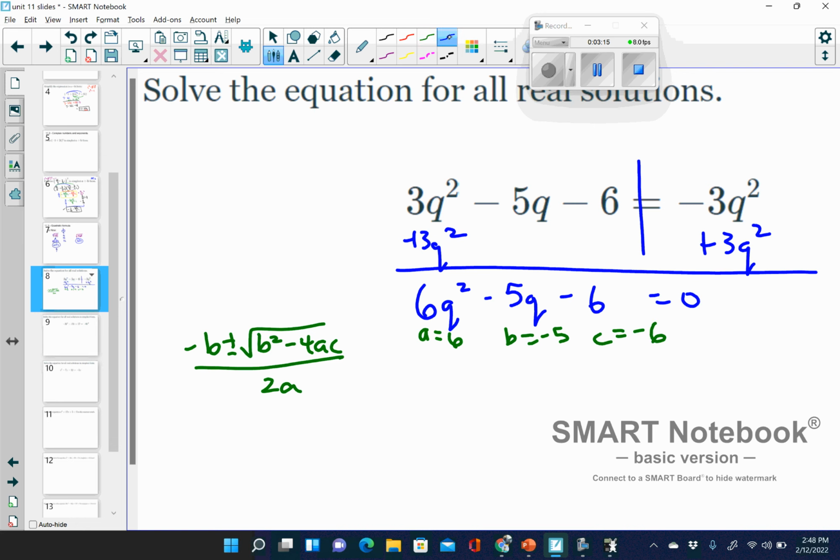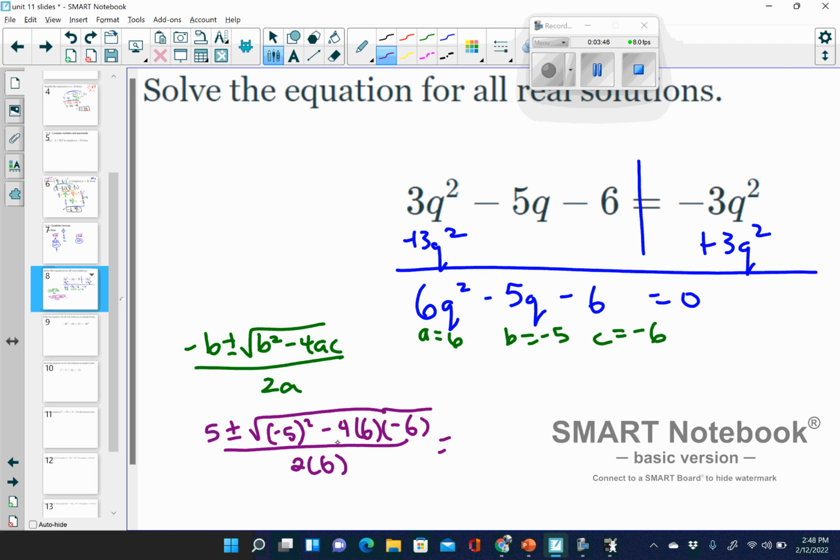So all I'm going to do is take those numbers and plug them in. So negative b says whatever b is, do the opposite. So the opposite of negative 5 is positive 5. So I'm going to do 5 plus or minus the square root of. We're going to take this negative 5 here, put it in parentheses, negative 5 squared minus 4 times a, which is 6, times c, which is negative 6. And then on the denominator, I'm going to always do 2 times whatever our a is. Our a is 6.